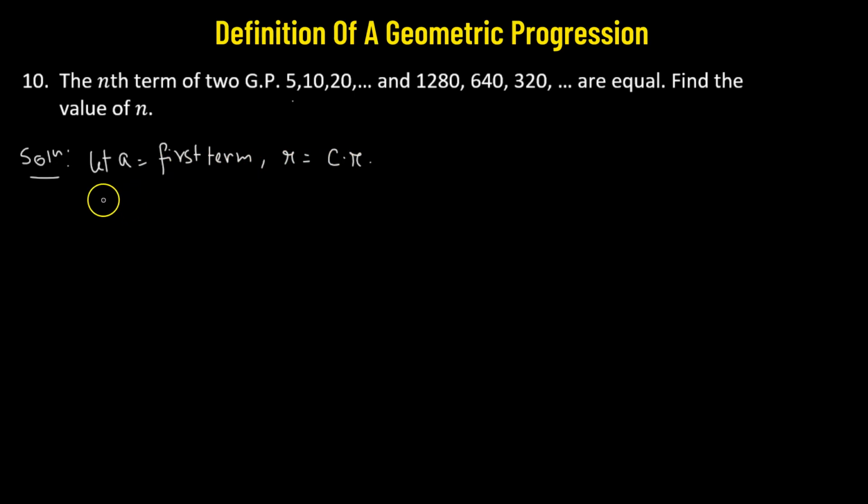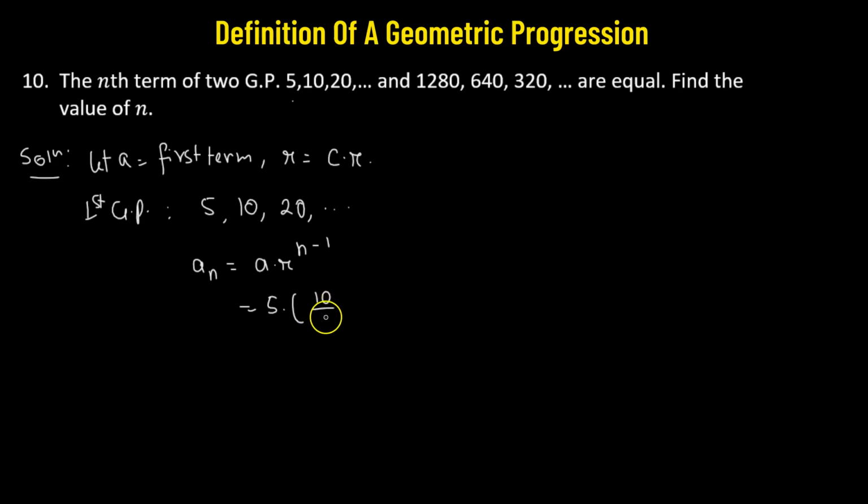Now for the first GP, let's consider the first GP, which is given by the first term 5 followed by 10, 20. So here the nth term is defined as A times R raised to the power of n minus 1. So here the first term is 5. The common ratio is 10 divided by 5. So we're dividing the second term by the first term, whole raised to the power of n minus 1. Now that means we have 5 times 2 raised to the power of n minus 1.